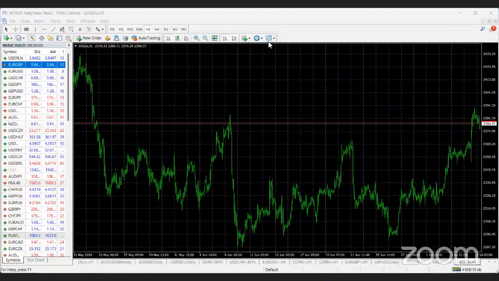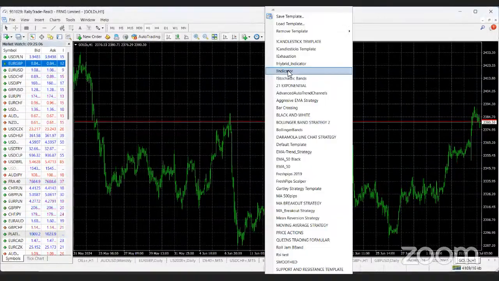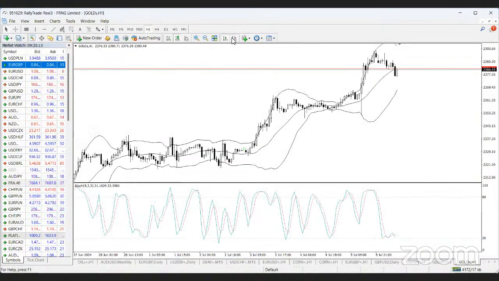Based on what I can see here, gold is going up, right? So we can be looking to buy since the trend is shifting to the upside. Let's look at the chart and see if there's an opportunity there already. Yeah, there are some.